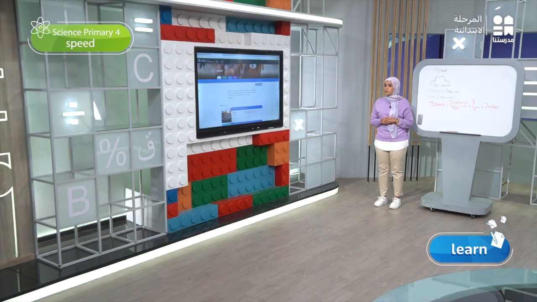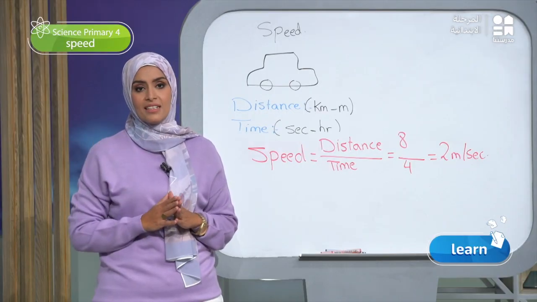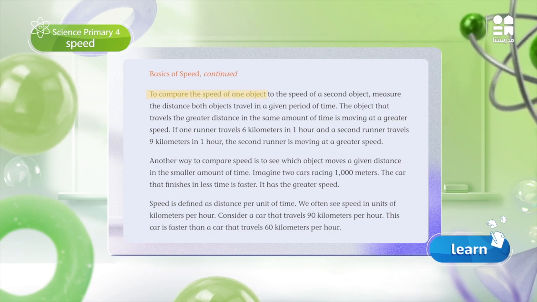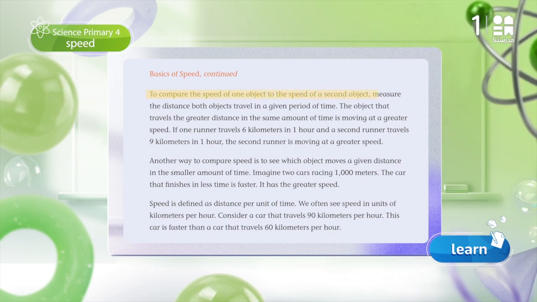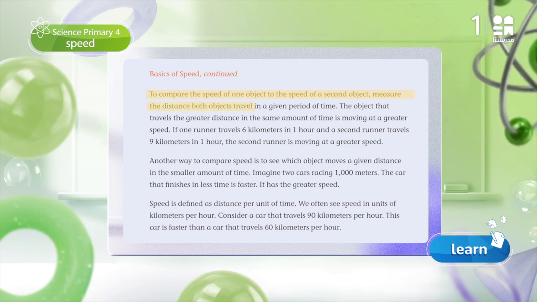Did you find the answer for this question? I'll tell you my analysis of the second part of the text. I highlighted the sentence: to compare the speed of the object to another object, measure the distance both objects travel in a given period of time.